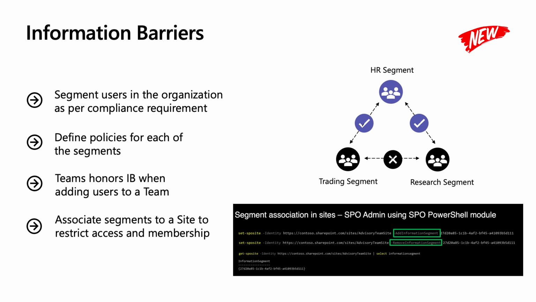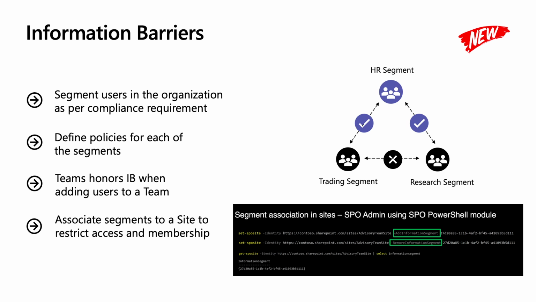So, how exactly can you create an information barrier within Contoso? Let's assume Contoso has three departments: HR, research, and trading, as you see on the right of your screen. As you can see, the HR department can talk to both research and trading departments, but research and trading can't talk to each other. So how do you define these barriers? You can define segments in the Security and Compliance Center using different attributes such as department. For example, you can create an HR segment to include members of the HR department.